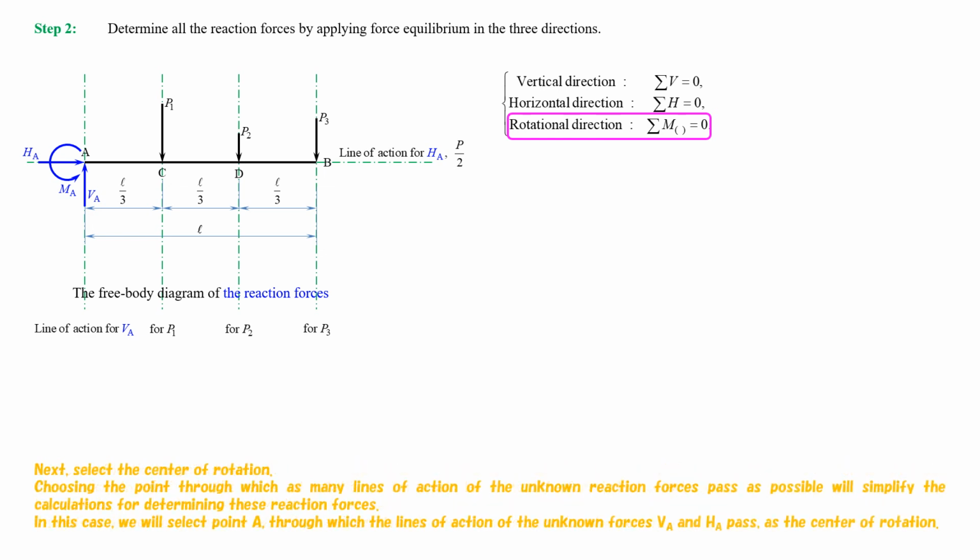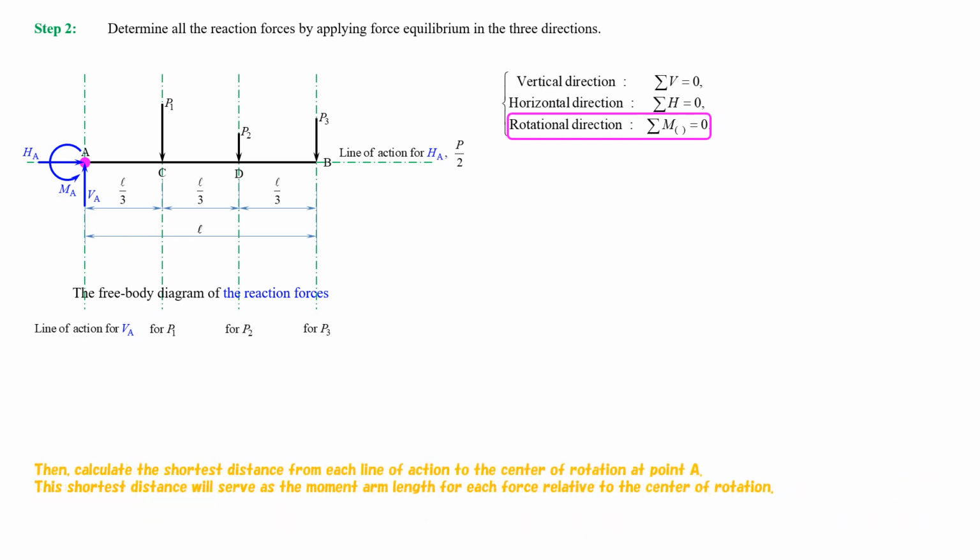Next, select the center of rotation. Choosing the point through which as many lines of action of the unknown reaction forces pass as possible will simplify the calculations for determining these reaction forces. In this case, we will select point A, through which the lines of action of the unknown forces, VA and HA, pass, as the center of rotation.